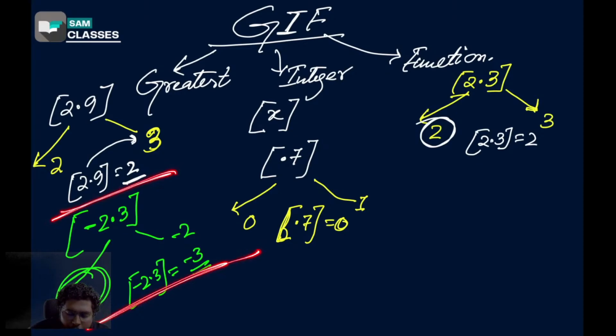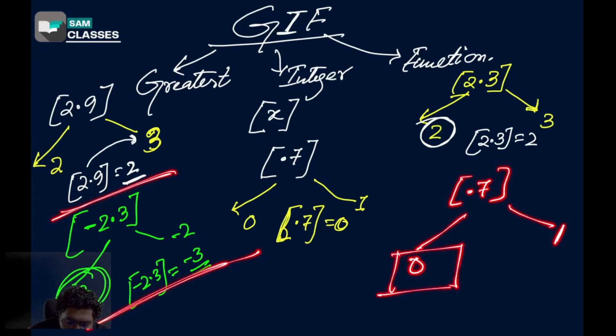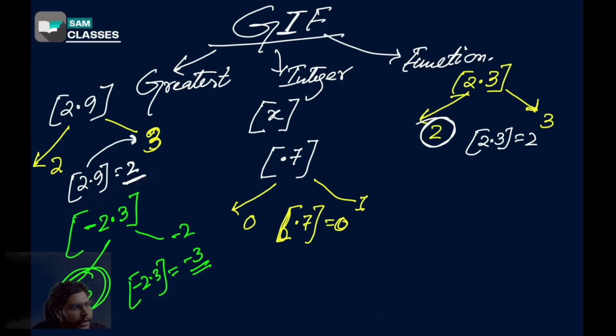Clear? Now if I have 0.7, it lies between which two values? 0 and 1. So what is the smallest value it can take? 0. Clear everybody? Do not get confused in that.